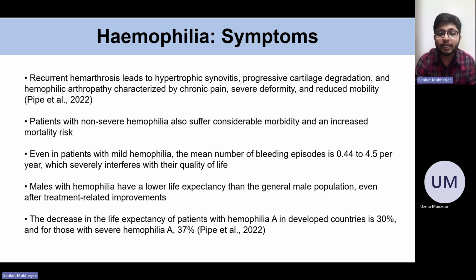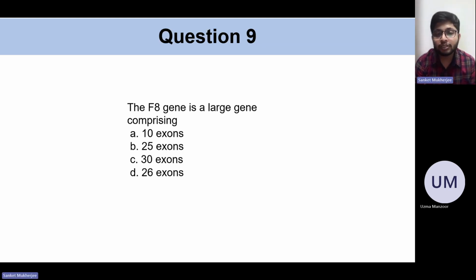Even in patients with mild hemophilia, the mean number of bleeding episodes is 0.44 to 4.5 per year, which severely interferes with the quality of life. Males with hemophilia have a lower life expectancy than the general male population, even after treatment-related improvements. The decrease in life expectancy of patients with hemophilia A in developed countries is 30%, while those with severe hemophilia A is 37%. So let's talk about another question.